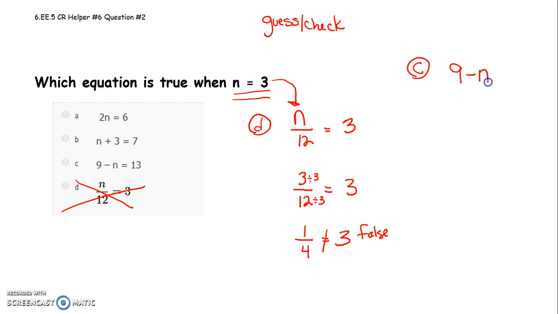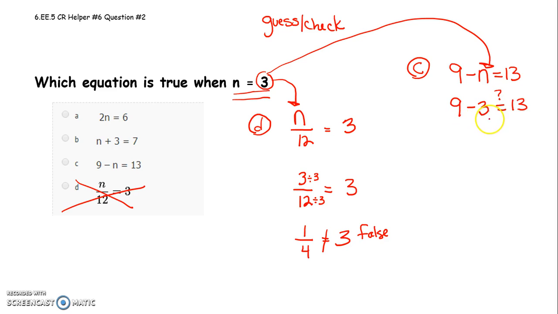9 minus n equals 13. So I'm going to guess maybe letter C is the right answer. And then I'm going to substitute a 3 in place of n. Lots of ways to go about this problem. I'm choosing guess and check because I just want to go through that strategy with you. So in place of n, I'm going to check to see if 3 works. 9 minus 3, I'm wondering if that's 13. Well, what's 9 minus 3? 9 minus 3 is 6. 6 does not equal 13. Okay, C didn't work out.